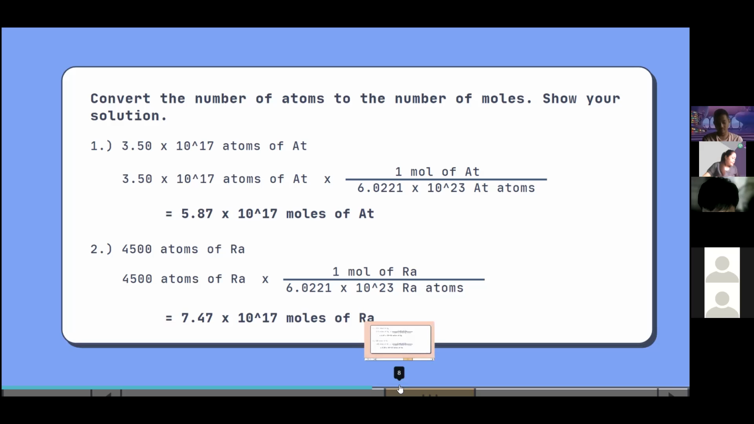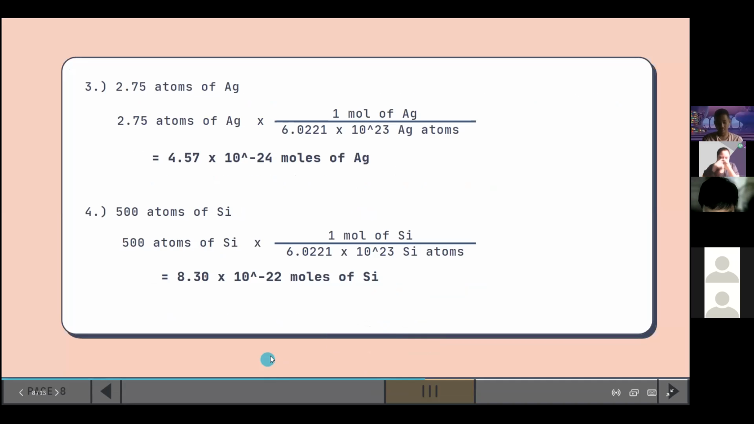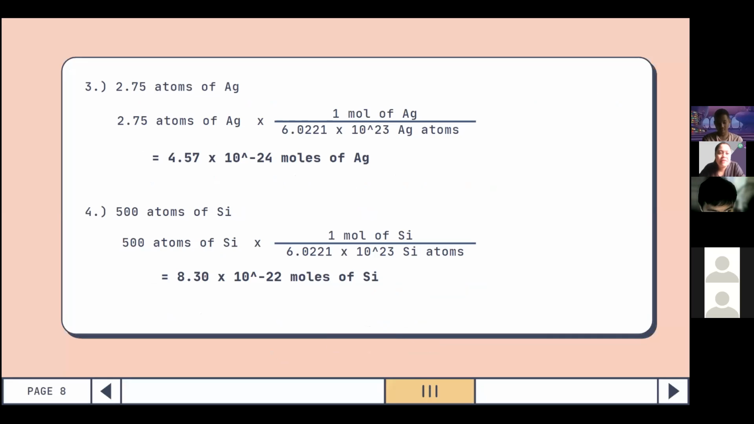Next. Next, ito mas maliit kasi 2.75 atoms lang. So 2.75 atoms of silver divided by 6.0221 times 10 raised to the power of 23. Let's cancel this. Maiiwan yung moles ha. The correct answer is 4.57 times 10 raised to the power of negative 24. Okay, so this one is correct.